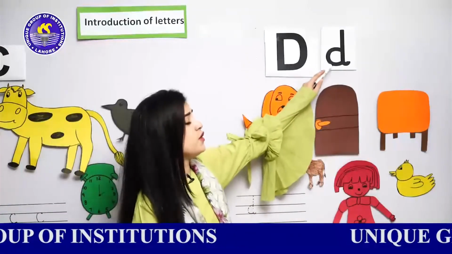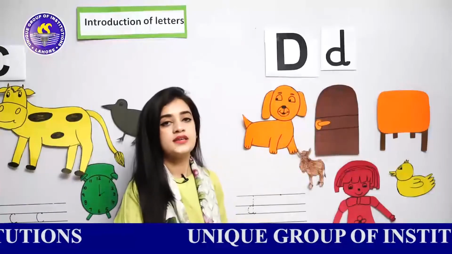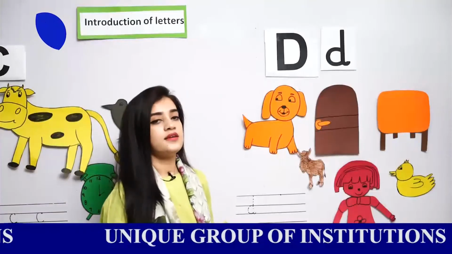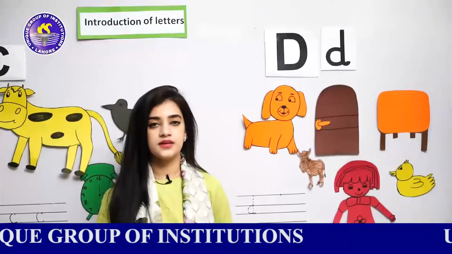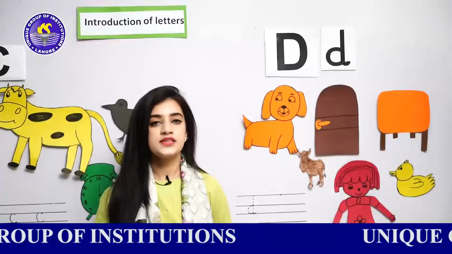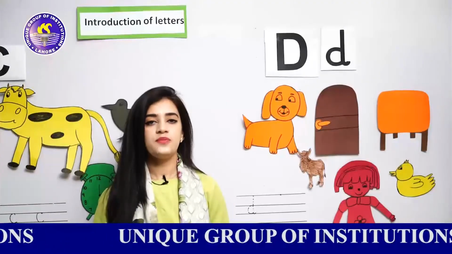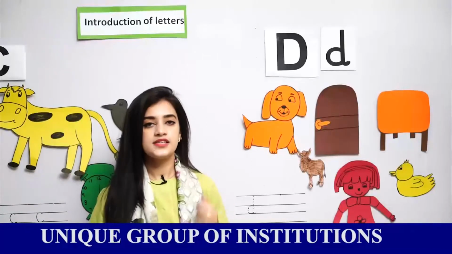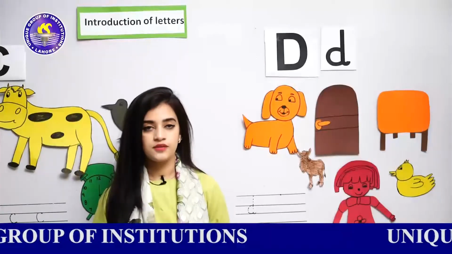Next is lowercase d. This is also called small d. The sound of D is d. And let me tell you the action of D. Pretend you are beating a drum. D, d, d, d. Now let me tell you the song of D.